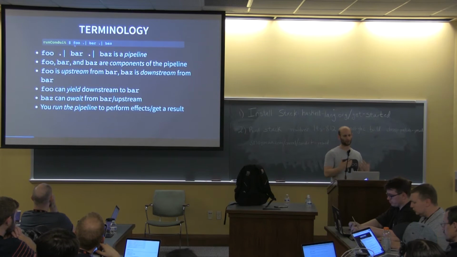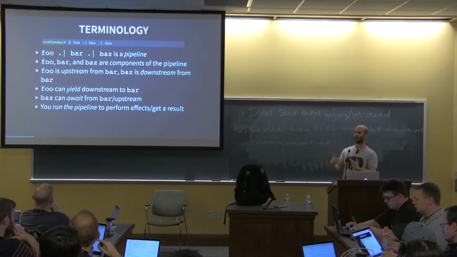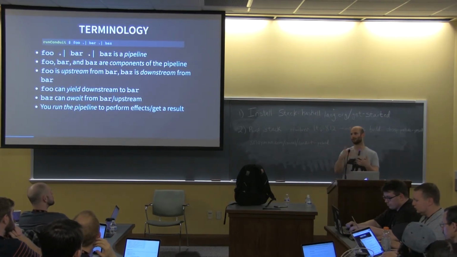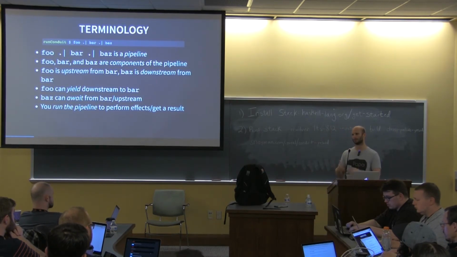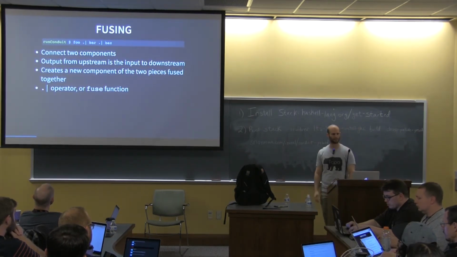And finally, you're able to run this pipeline using runConduit. You run the pipeline in order to perform the effects. Remember, we kept talking about interleaved effects. So we're going to perform whatever effects have to happen, whether it's writing to a file, pulling from a database, anything else. And then finally, extract a result. And we'll talk a little bit more about results, not yet, in a later slide.